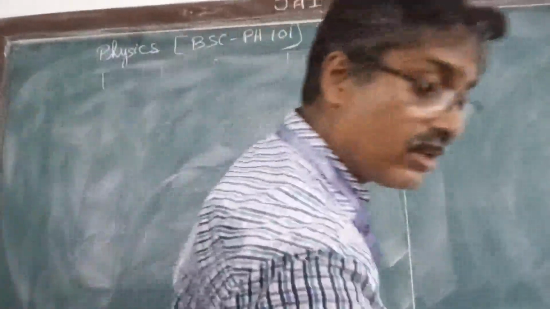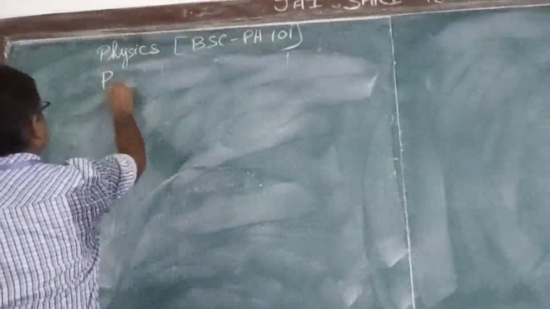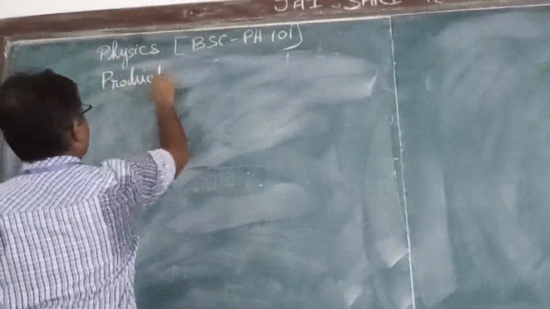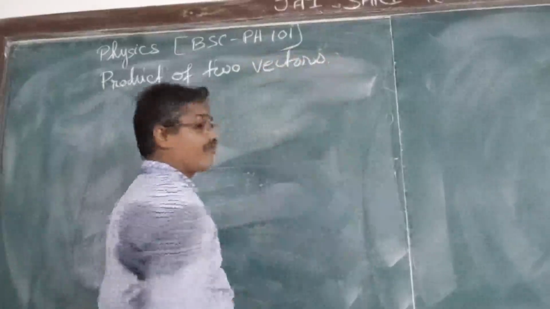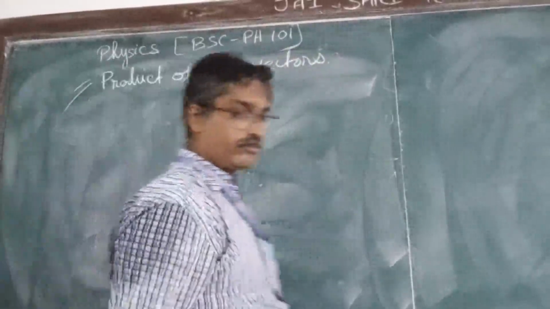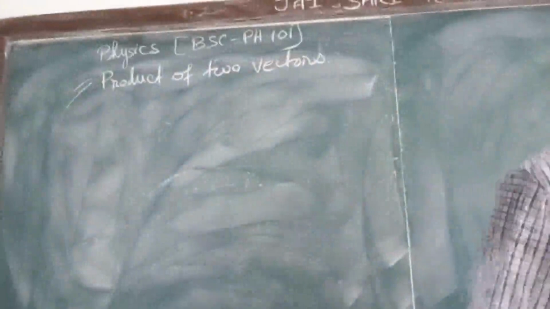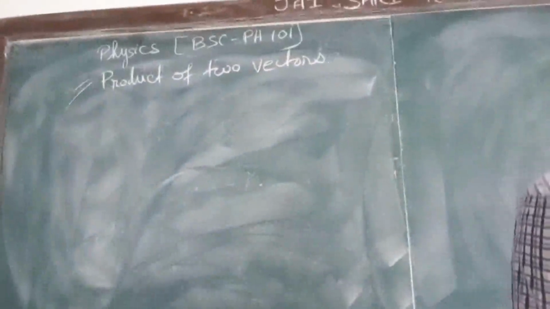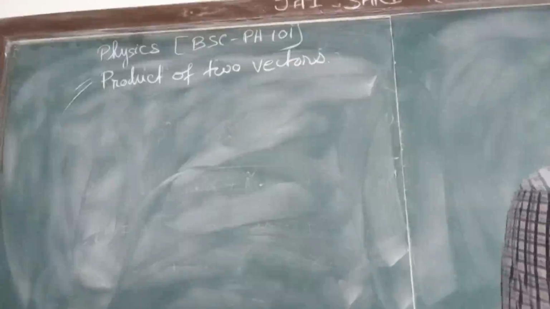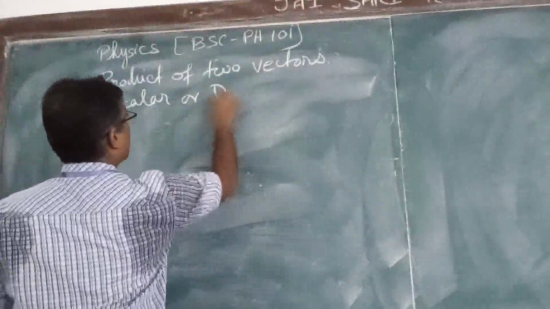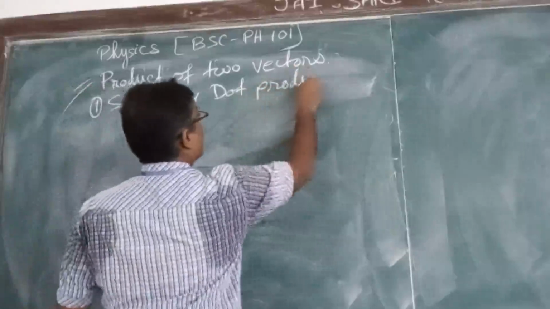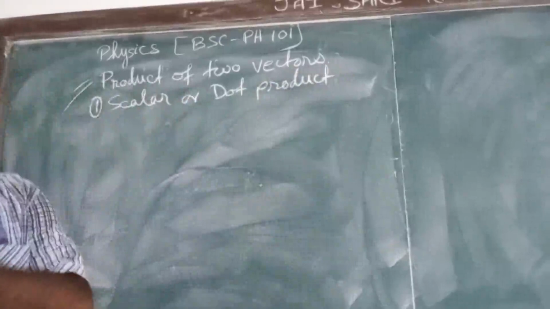Product of 2 vectors. Number 1, scalar or dot product. Scalar or dot product.